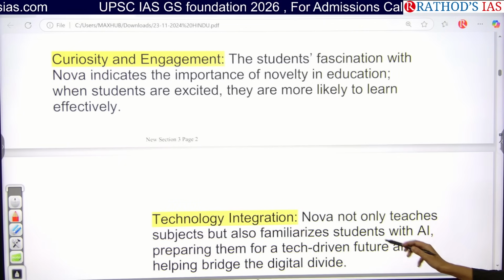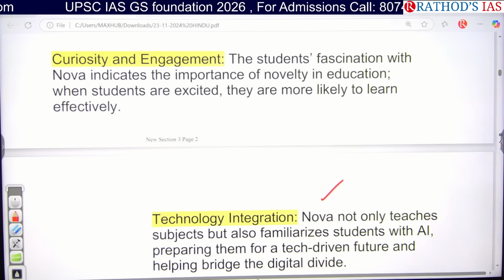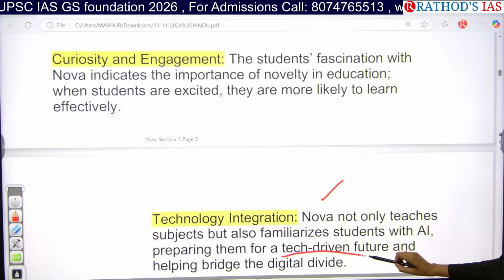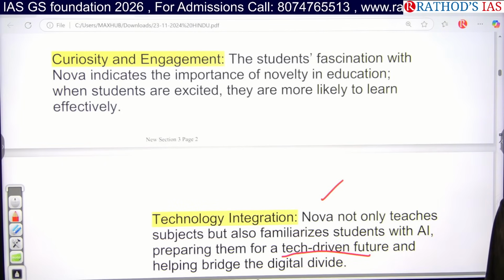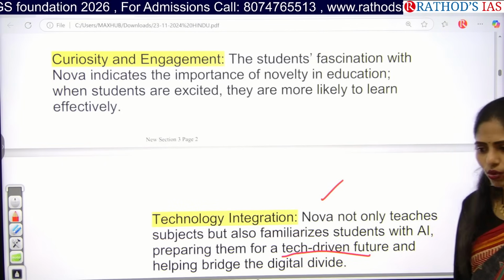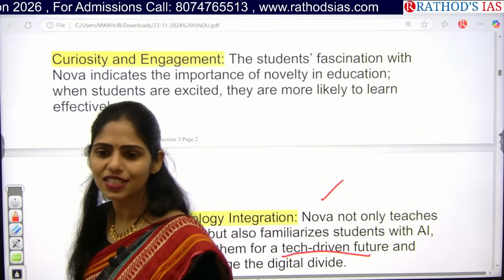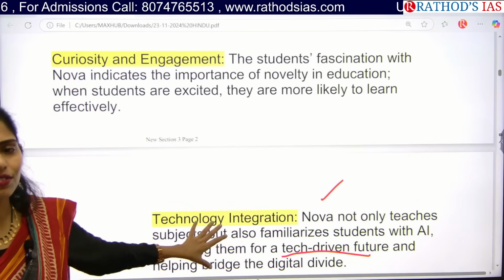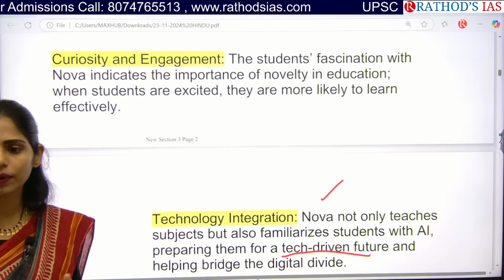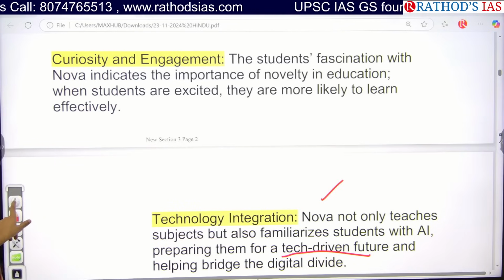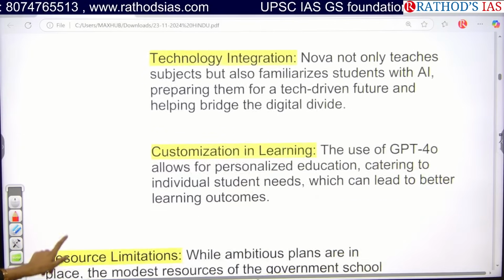And next one here is that we can also see there is integration of technology in our education. Especially students will understand a technology driven future. As you all know, when we compare private schools and government schools, obviously there is a digital divide. This digital divide can be decreased if we incorporate more robots in our government schools. So that is one important thing that you have to remember.